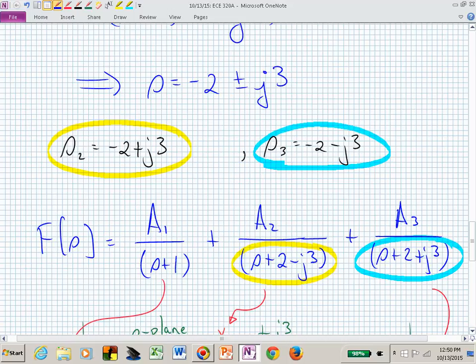Now we're going to repeat that process for a sub 2. It's just that now we have a factor that involves complex roots, but the process is exactly the same. So we're going to multiply everything by that factor, s plus 2 minus j3, and evaluate everything when that factor disappears for that particular value of s, which is minus 2 plus j3. That's our a sub 2.